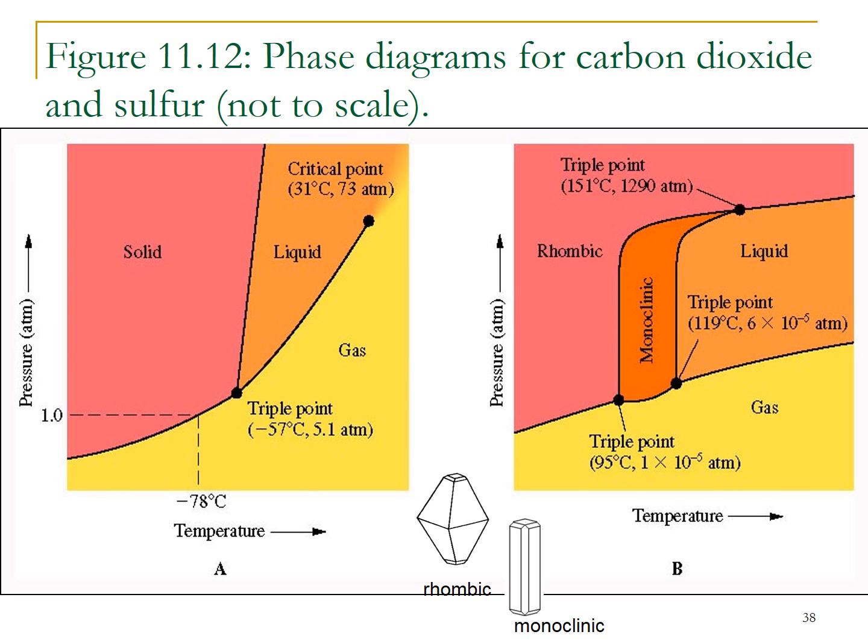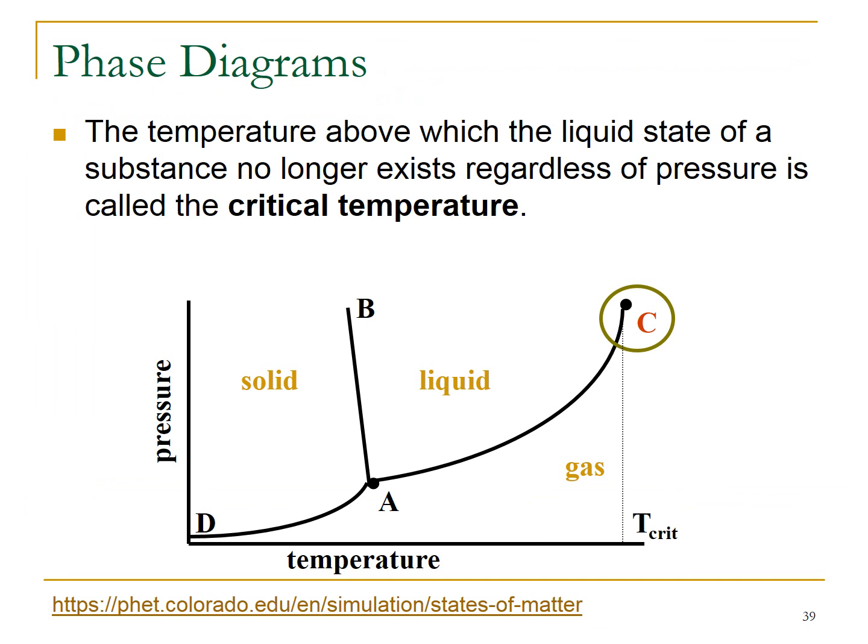sulfur can be in either a rhombic solid phase or a monoclinic phase. You can see the shapes over to the left. Again, depending on pressure and temperature, it may be in a different phase. So these phase diagrams can get a little bit complicated, and we can have different triple points depending on different solids. But we're not going to get too complex with this.